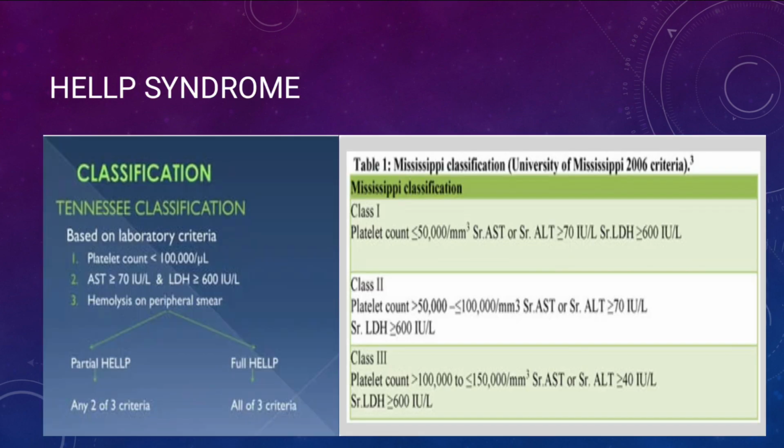HELLP syndrome classification: Tennessee classification and Mississippi classification, based on laboratory criteria. Two out of three criteria is partial HELLP, and all three criteria is complete HELLP syndrome: hemolysis with LDH more than 600, AST more than 70, and low platelets. Then the Mississippi classification: class 1, class 2, class 3. Class 1 is platelet count less than 50,000, AST or ALT more than 70, LDH more than 600. Class 2 is platelet count 50,000 to 1 lakh, AST or ALT more than 70, LDH more than 600. In class 3 the difference is AST or ALT more than 40, LDH more than 600, and platelet count 1 lakh to 1.5 lakh.